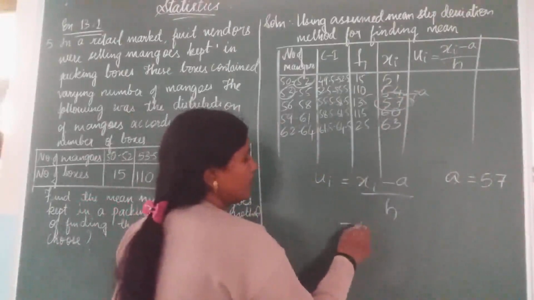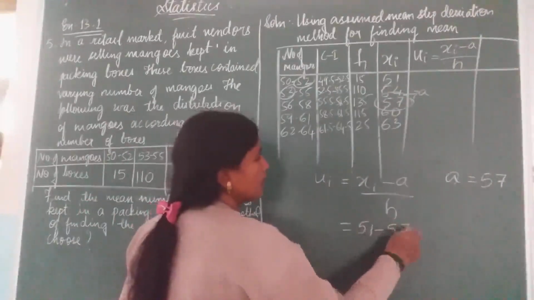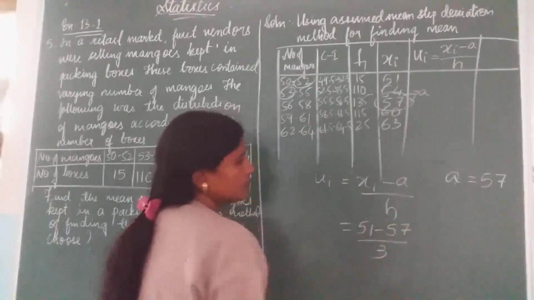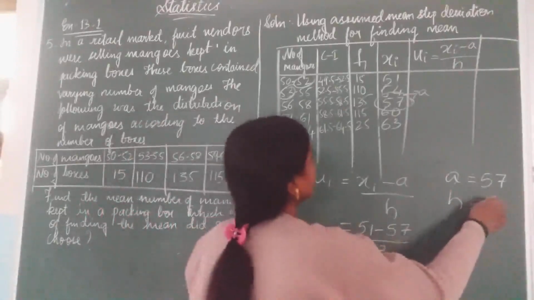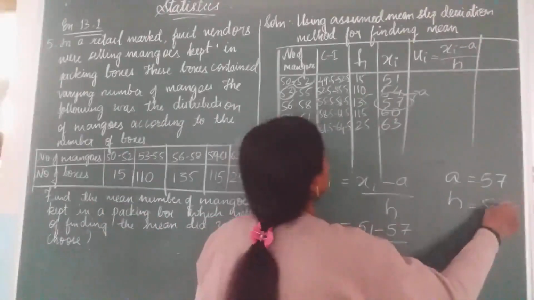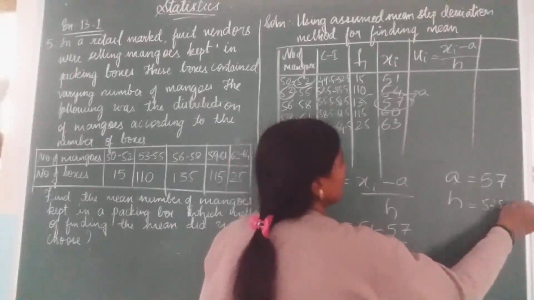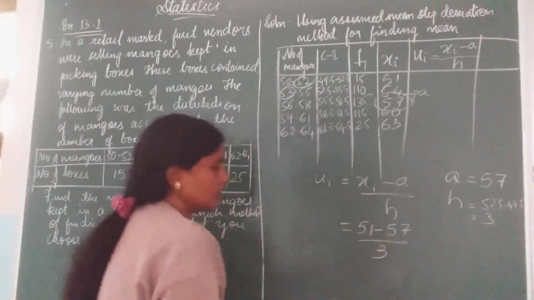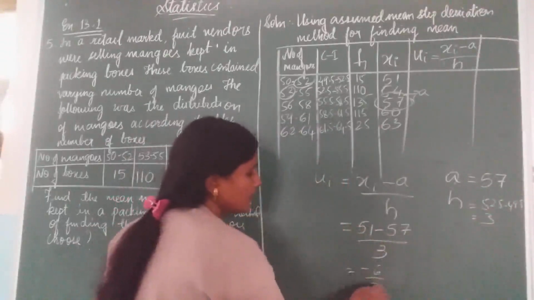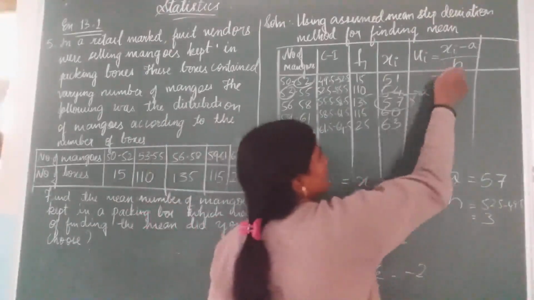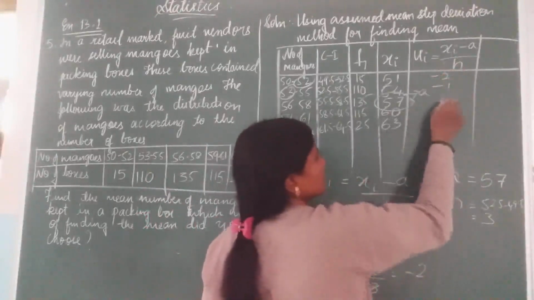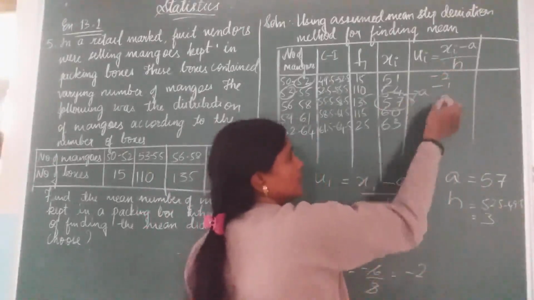So here, 51 minus 57 divided by 3. h is the class size. Class size is 52.5 minus 49.5, that is 3. So it will be minus 6 by 3, that is minus 2. Then it will be minus 2, minus 1. And 57 minus 57 is 0.